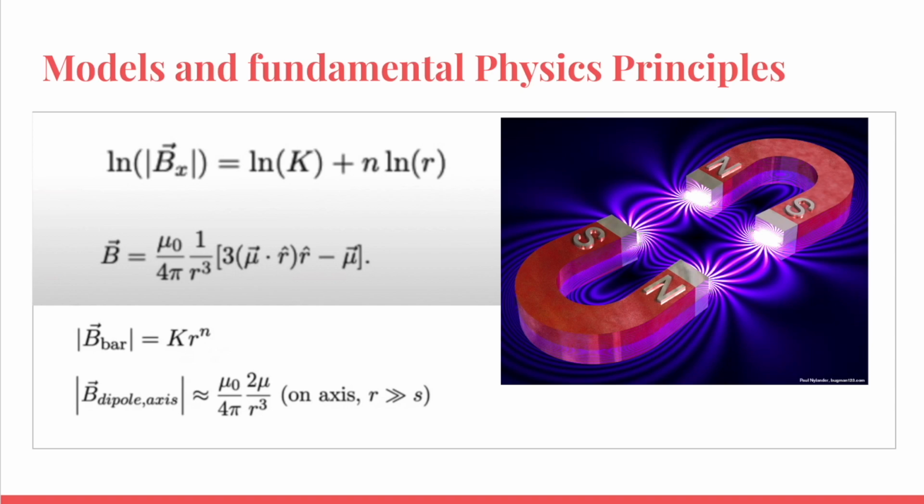So the models and fundamental physics principles used in this experiment are on the screen now. The first and second experiment help to describe the magnitude of the magnetic dipole and calculate the magnetic dipole moment. In the third experiment, n is -3, and the fourth experiment shows the magnetic field due to a dipole at any location, and that is what's known as the Biot-Savart law.